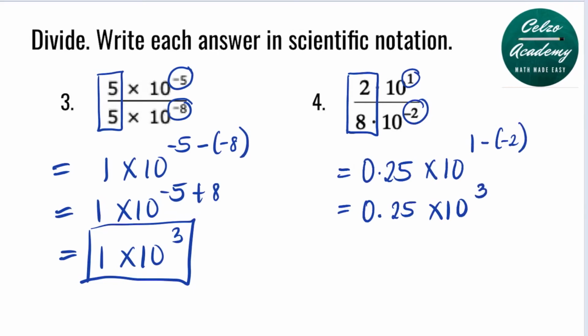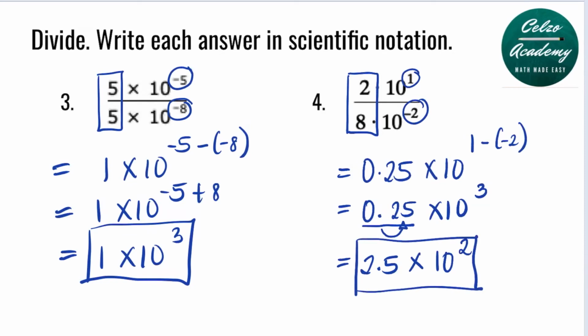In scientific notation, our a value should be greater than or equal to 1 but less than 10. This means we need to rewrite 0.25 as 2.5. This means we move the decimal point 1 place to the right. So we will subtract 1 from the power, and we will have times 10 to the power of 3 minus 1, and that is 2. So the answer for number 4 is 2.5 times 10 to the second power.